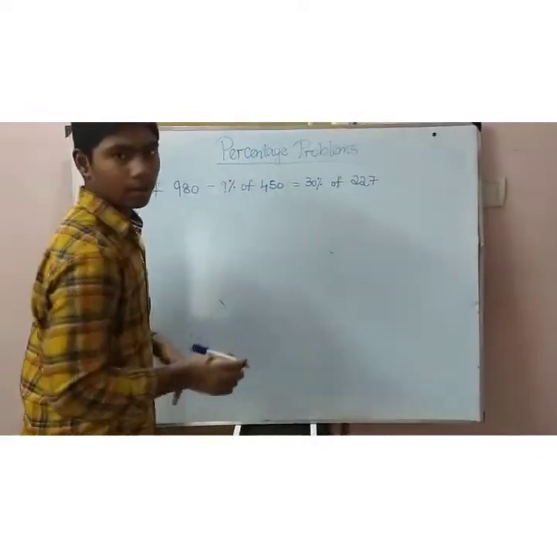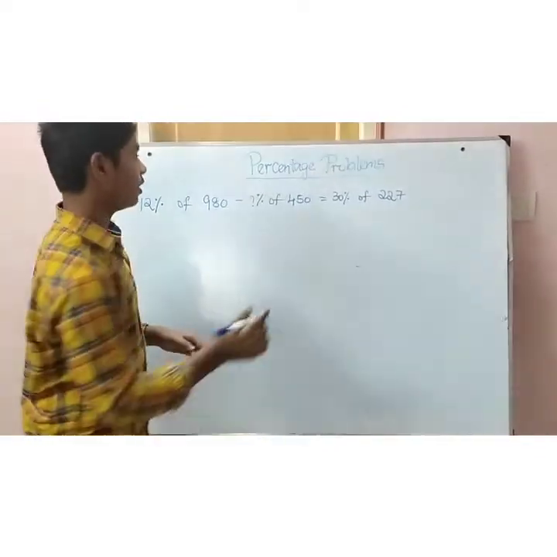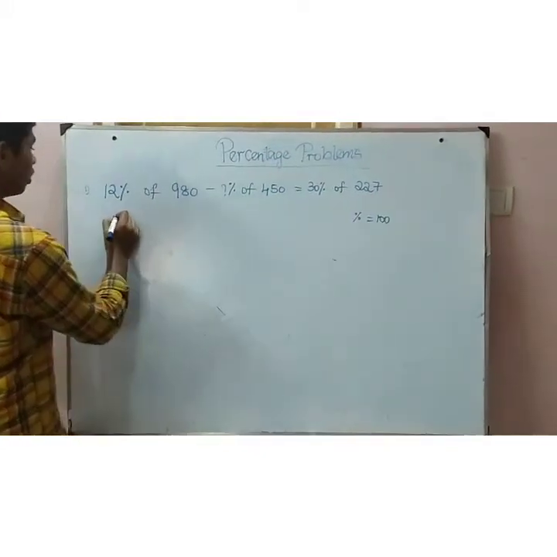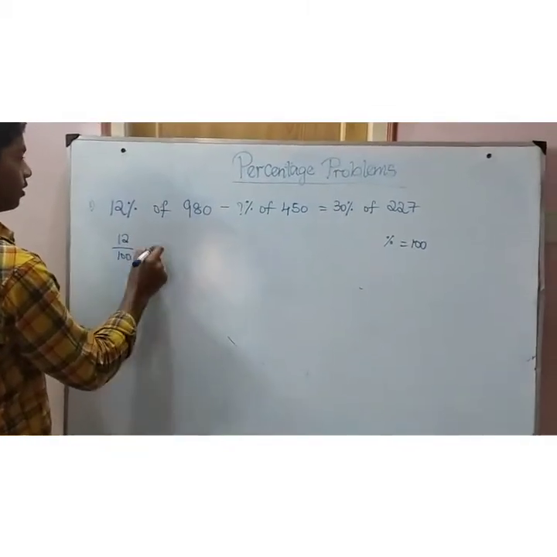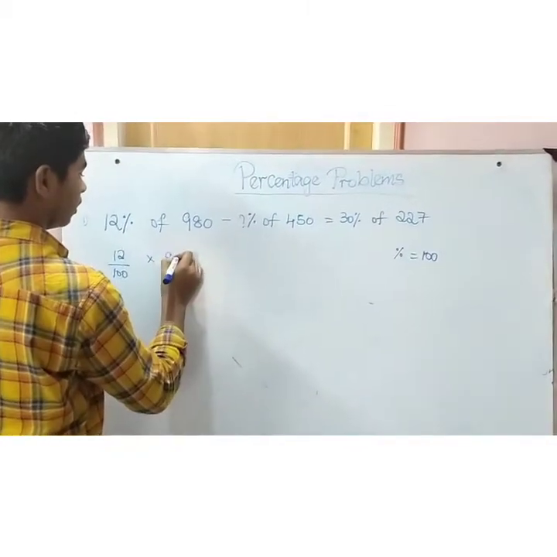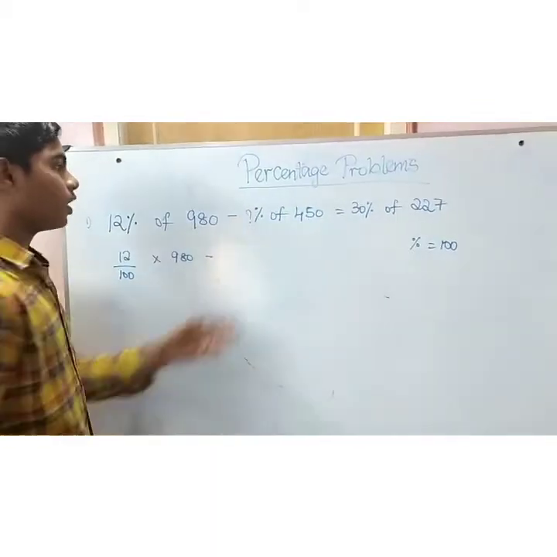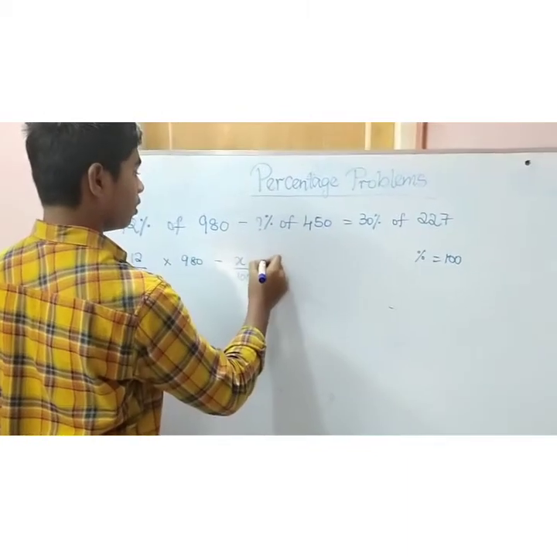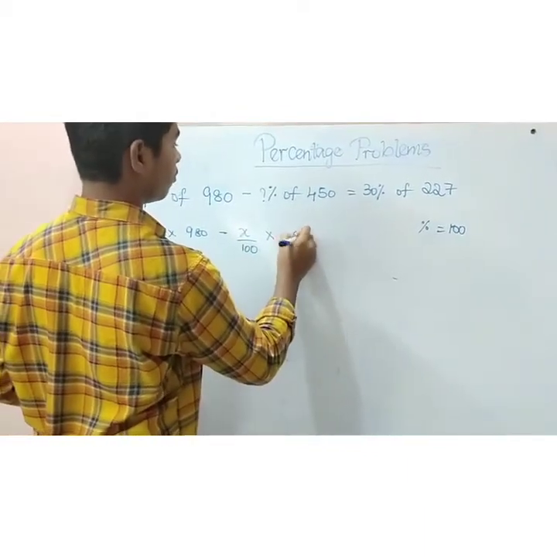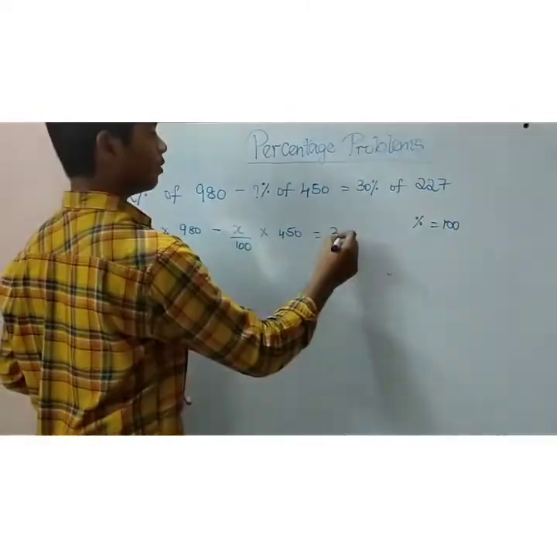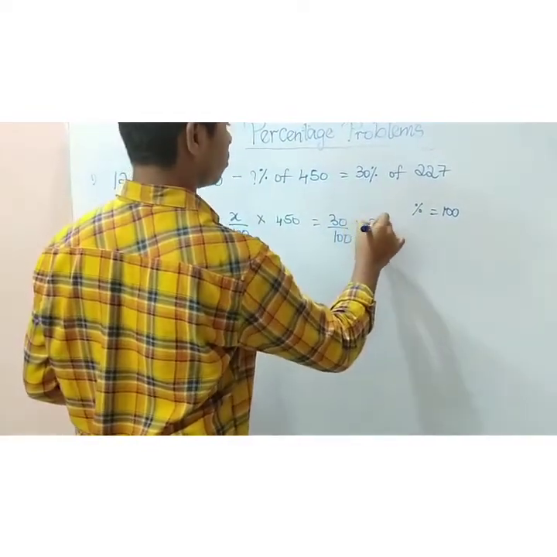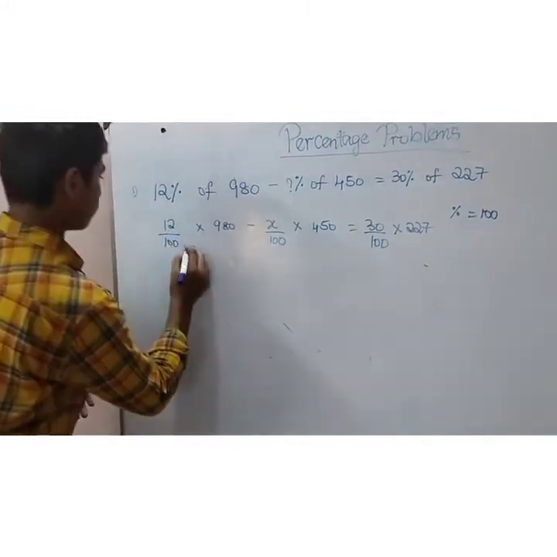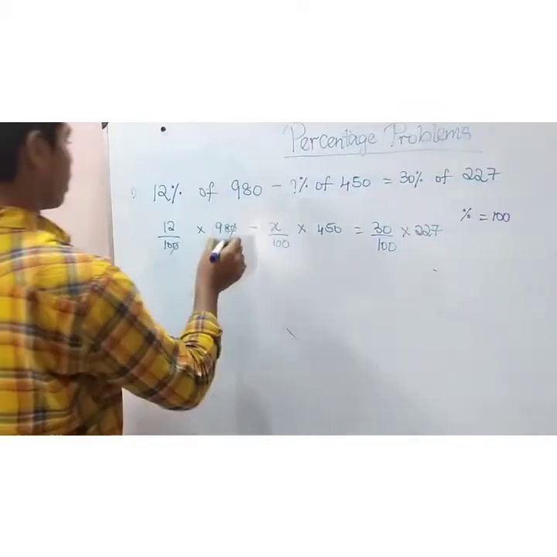Now in this chapter, the first main thing to remember is that percent means 100. So 12% means 12 by 100 into 980, minus, taking any alphabet like X, X percent means X by 100 into 450, is equal to 30% means 30 by 100 into 227. Now this and this will cancel.